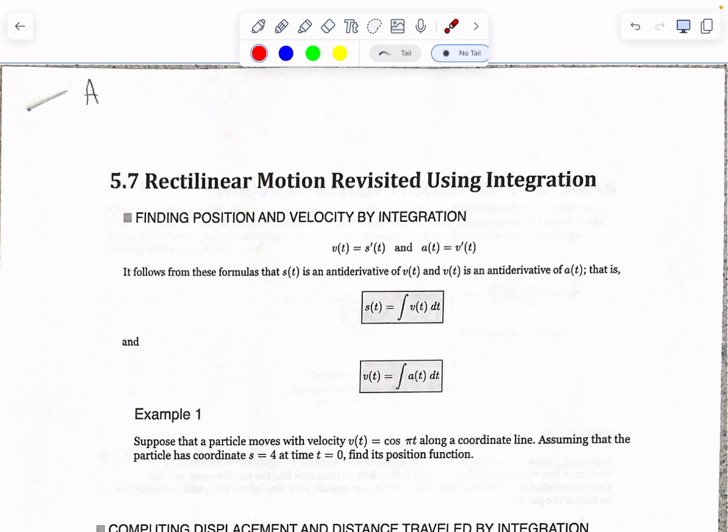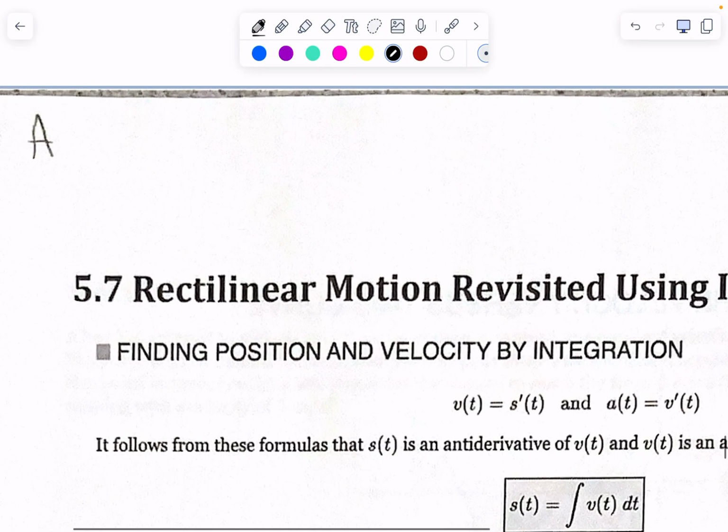5-7, rectilinear motion revisited using integration. All right, we're going to get through example 1. Here's the deal, I stumble across that word and it's just a struggle. I said rectilinear. It's fine. Okay, you have the position function, which usually we represent as S of t, right?